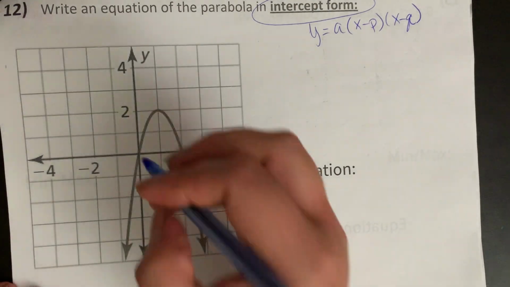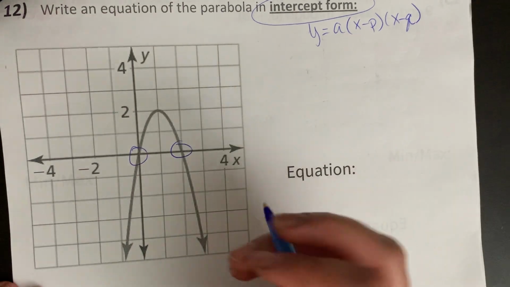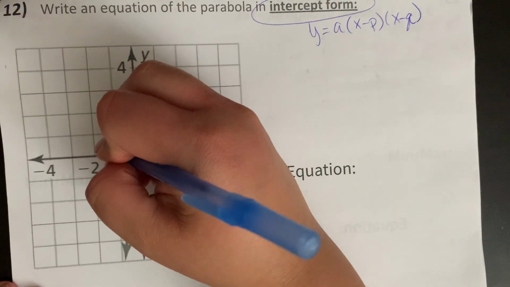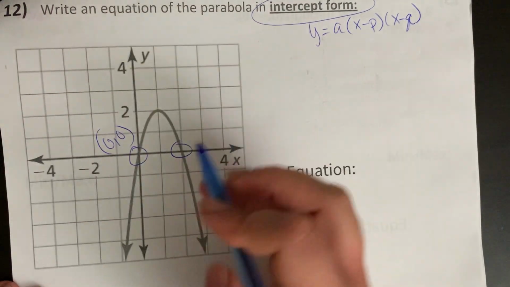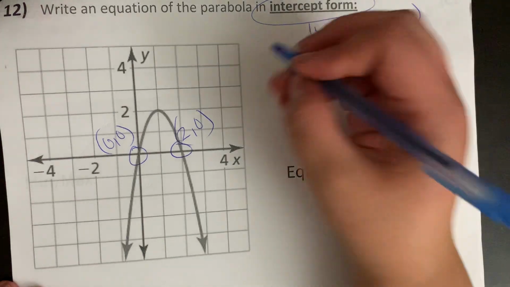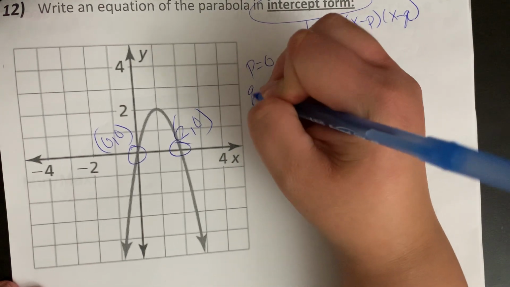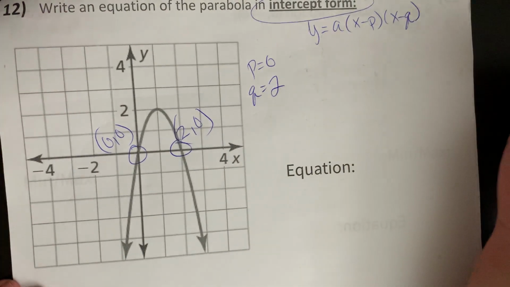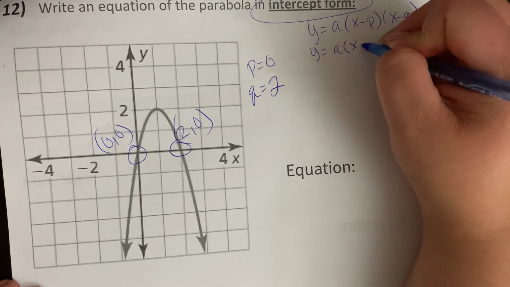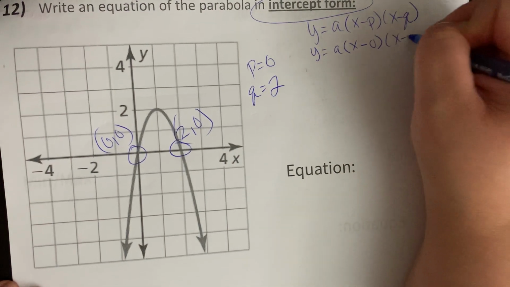So here we can see we have 2 of those, right? So this is at 0, 0. So I have one x-intercept at 0, 0. And then I have the other one at 2, 0. So we have P equals 0 and Q equals 2. So I can just plug those in. So y equals a times x minus 0, x minus 2.